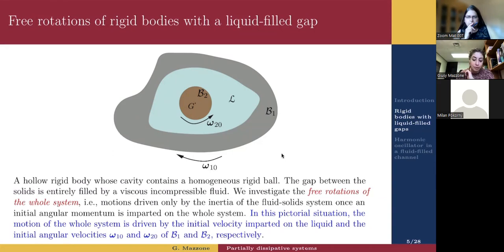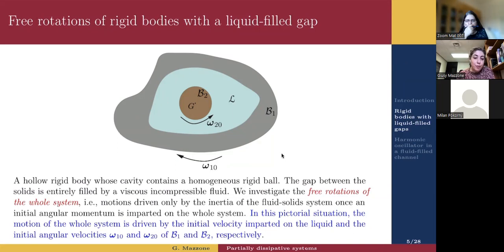Here I just make a picture. Say we have an initial rotation of the interior ball and an initial rotation of the outer ball. This is just a picture. And then we let it go and see what happens. So this is the kind of problem. Just a disclaimer here: I'm not considering translations, I'm just considering rotations, okay?